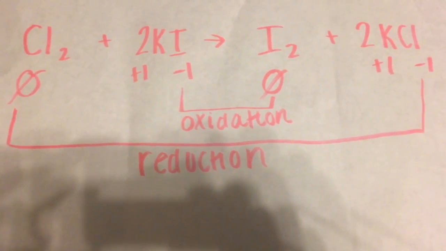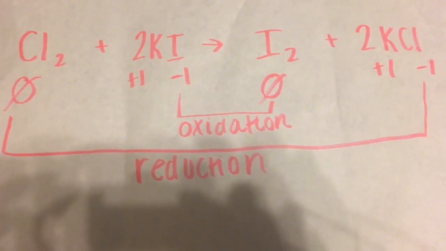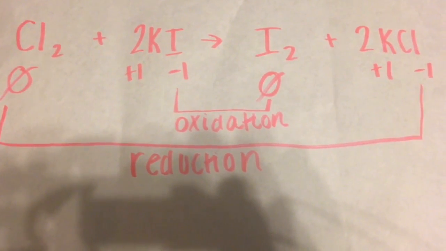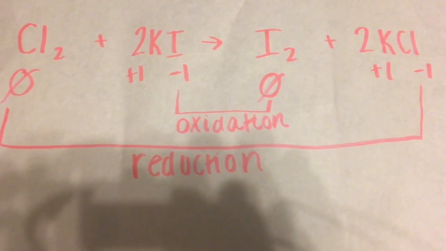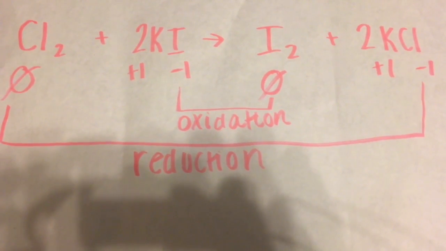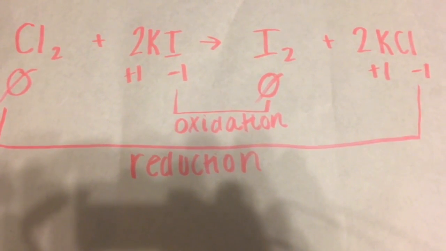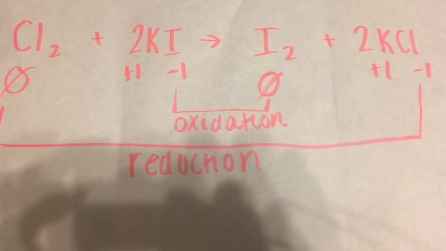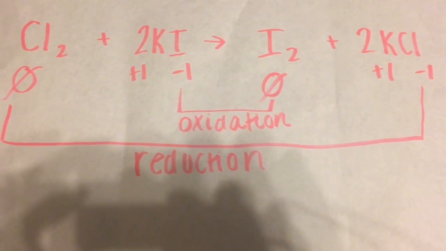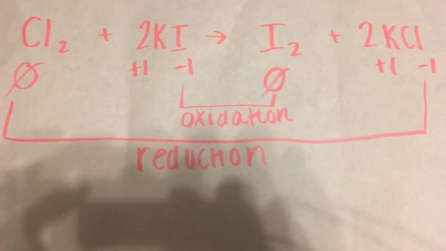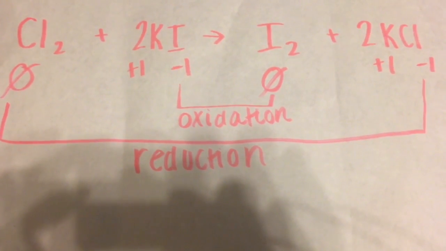So we know that reduction is gaining electrons, therefore it would become more negative because the electrons are negatively charged. So the Cl is the reduction half reaction, and the iodide is the oxidation because it is losing electrons, therefore it is becoming more positive.